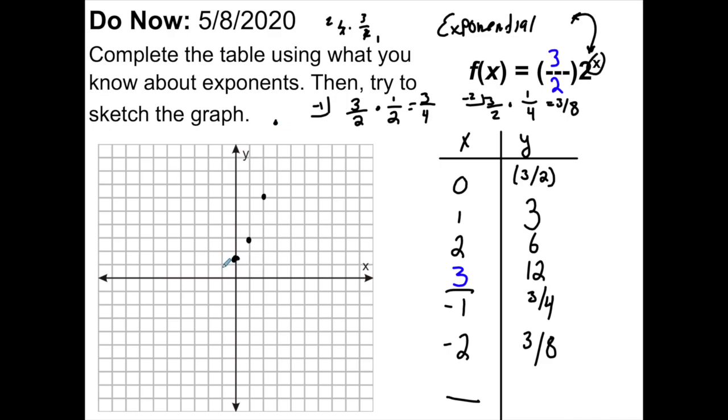Then I have negative 1, 3/4. Negative 2, 3/8. That's a little bit less than a half. And it will do something like this.